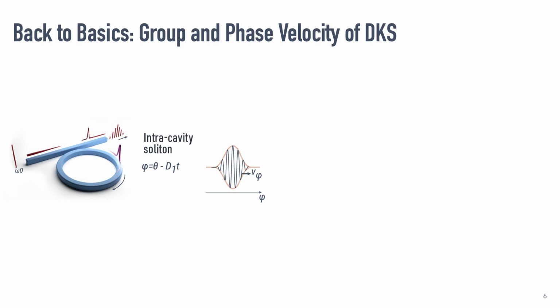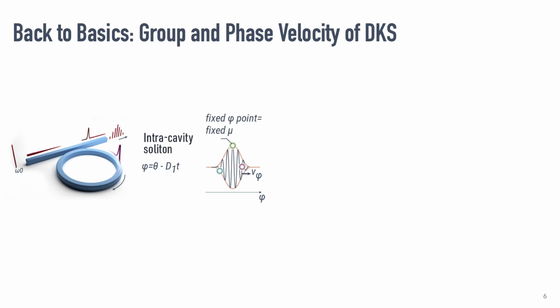We can work in the referential that freezes the soliton. It has a fixed repetition rate, so we can introduce this phi, which is the angle of the resonator theta minus the repetition rate over time, which means the envelope is effectively frozen. That means you can look at any time and it's always going to be there. But because the group velocity is different from the phase velocity, the phase oscillation is going to drift.